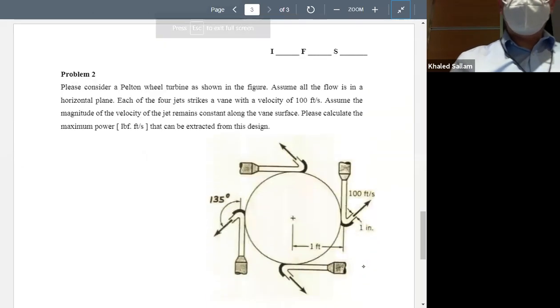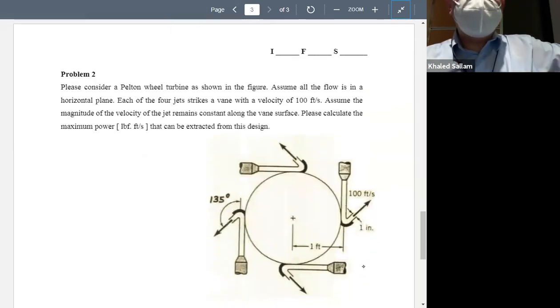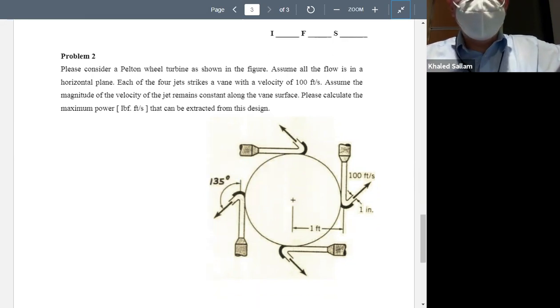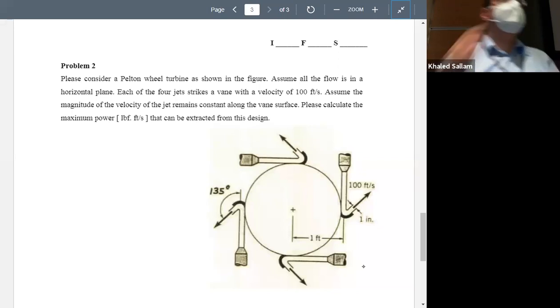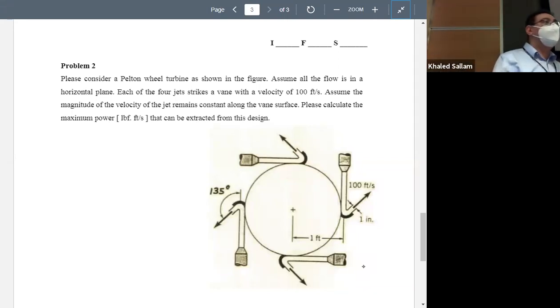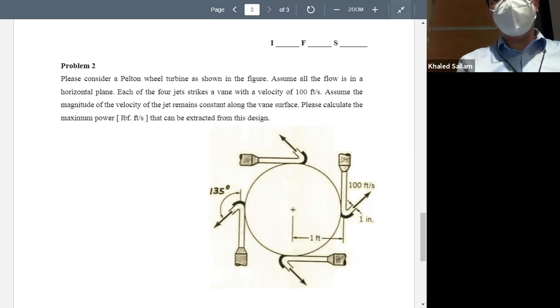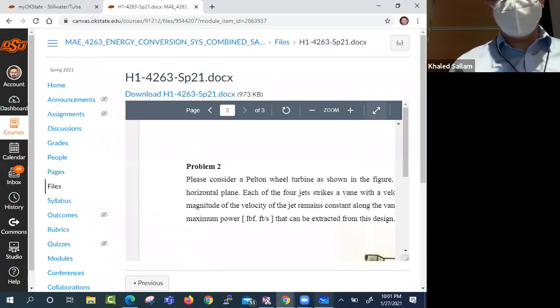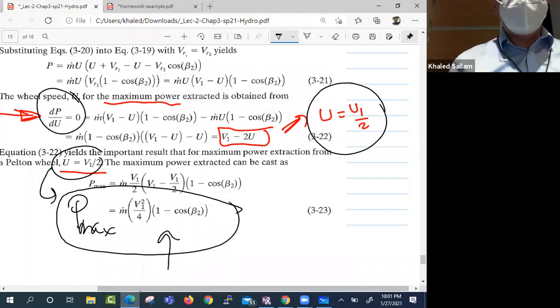He's got this Pelton wheel with 4 jets, each one of them is shooting, okay? And he's saying, calculate the maximum power. What is the maximum power when U is V1 over 2, right? And I mean, you don't have to prove it. You can just go to our textbook and say, I know from this analysis that this is what you get. This is the maximum power. So m dot V1 squared over 4, times (1 minus cosine beta over 2).